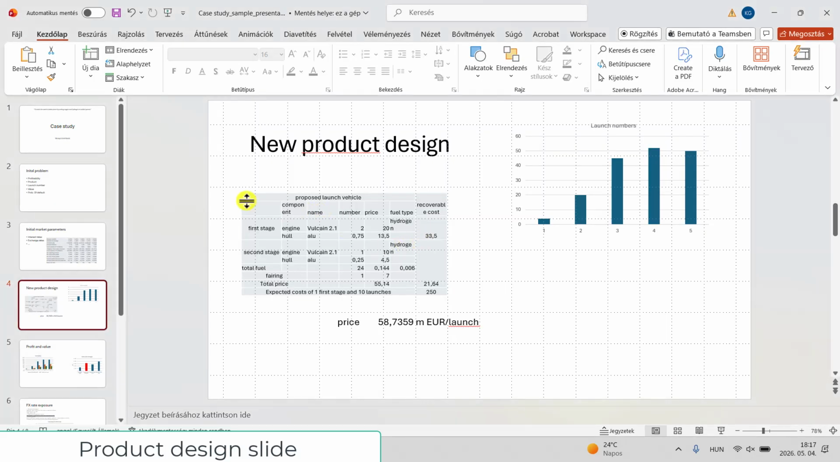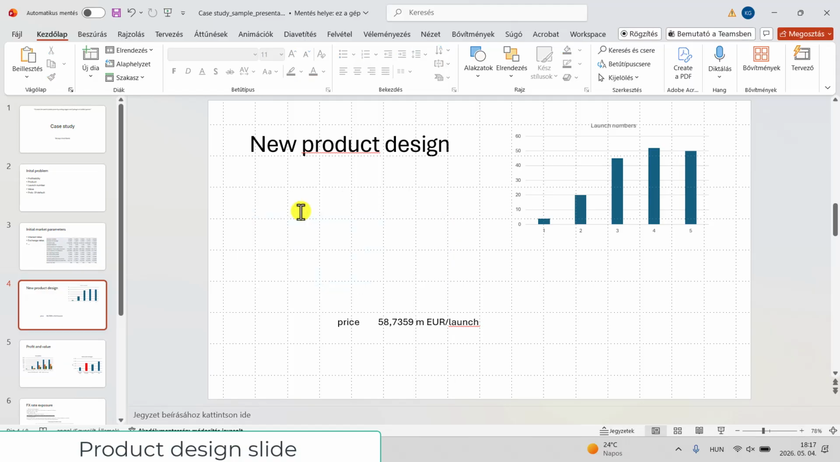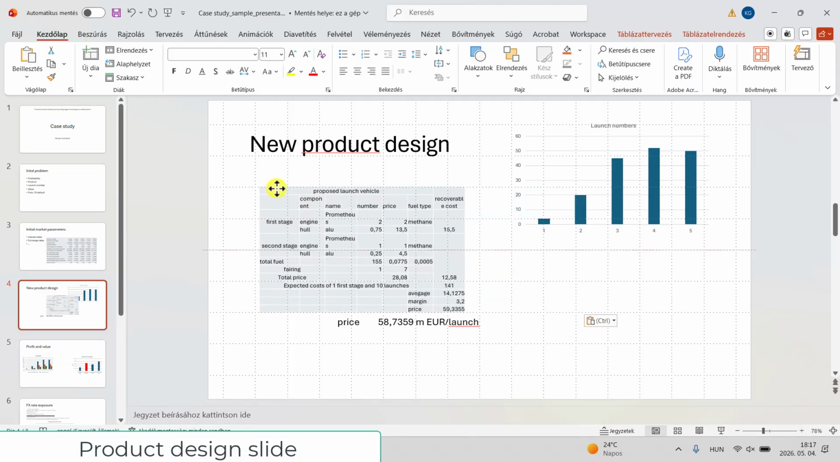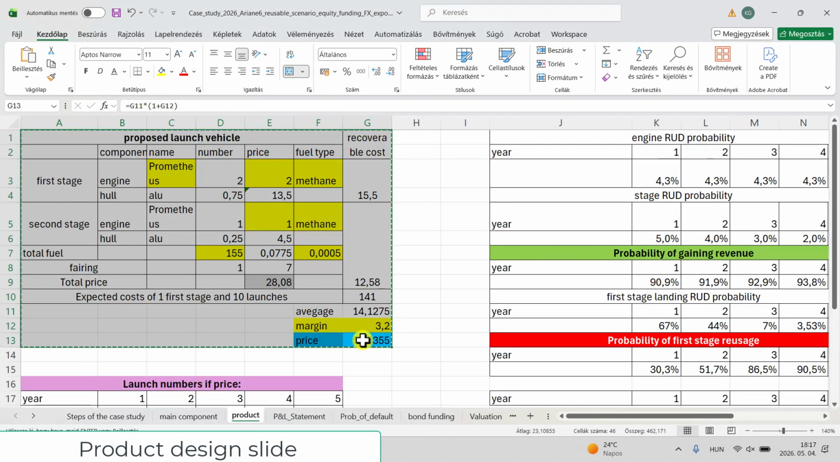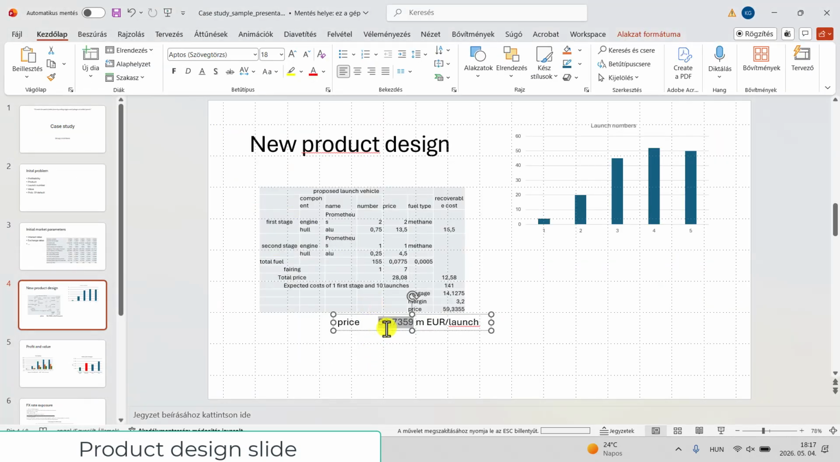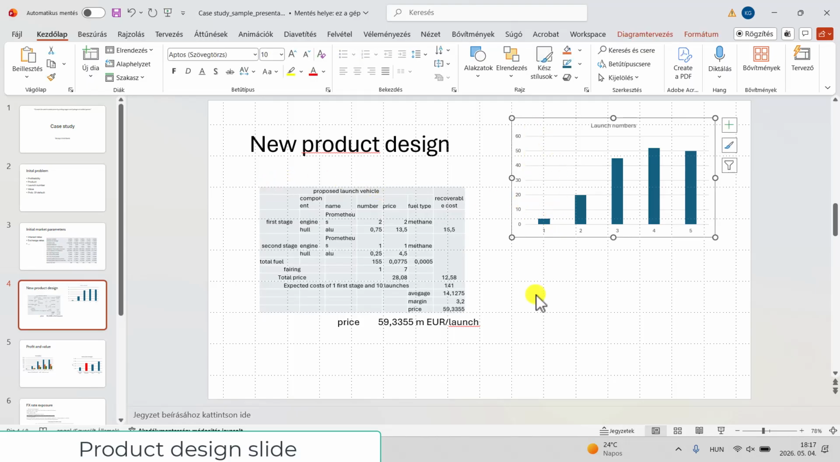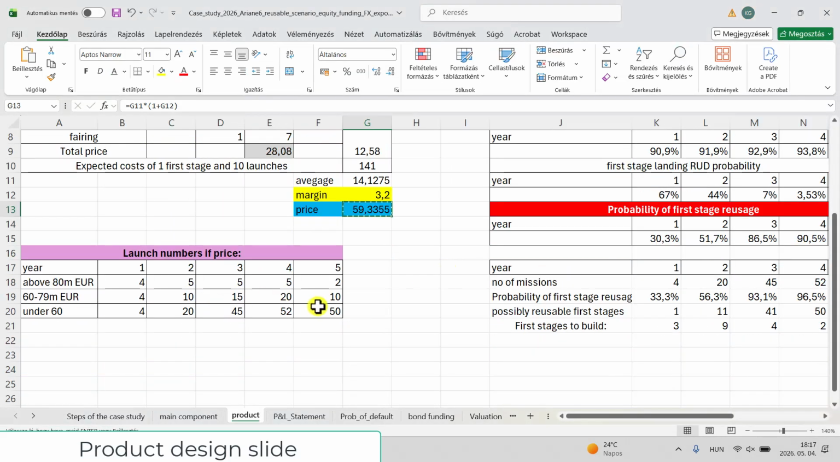So now we can just copy and paste. And then we can say that this is the price for launch. Obviously, the presentation can be nicer. So right now, this is ugly. Ugly but efficient. So we can see also launch numbers here. This is coming from this sheet.